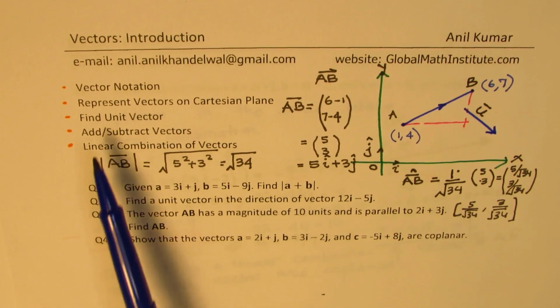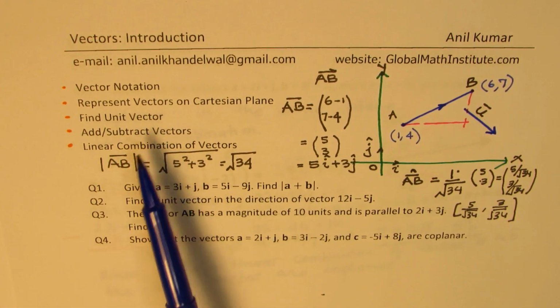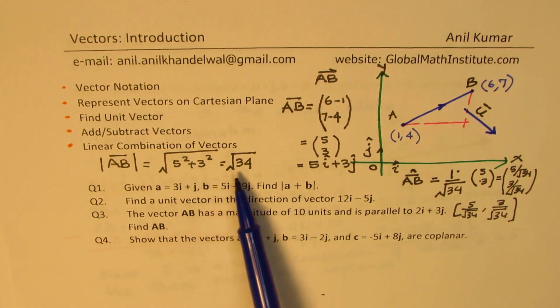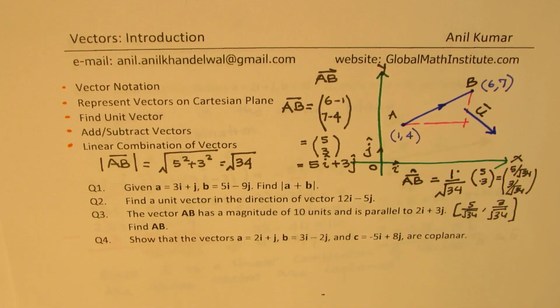A unit vector has a magnitude of 1. So you need to divide the vector by its magnitude to get the unit vector. To add and subtract vectors, we need to use a triangle or a parallelogram. And when we say linear combination, it really means that the sum of two vectors, when multiplied with non-zero constants, right? So both should not be zero, should give us the vector C. That is what it is trying to say.